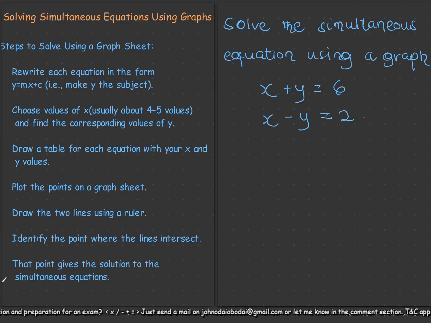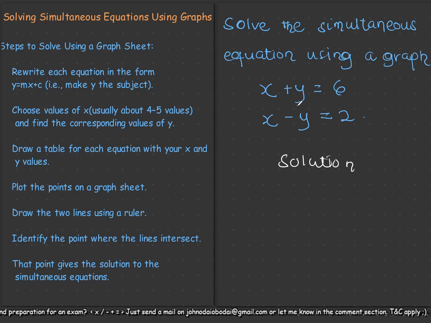Now the whole idea of using a graph is trying to draw out your two equations. For this one, each is a straight line. So you want to represent these two lines on the graph. If you get them on the graph, then we look for the point of intersection of both lines. So our first step is to rewrite each equation in the form y equals mx plus c.